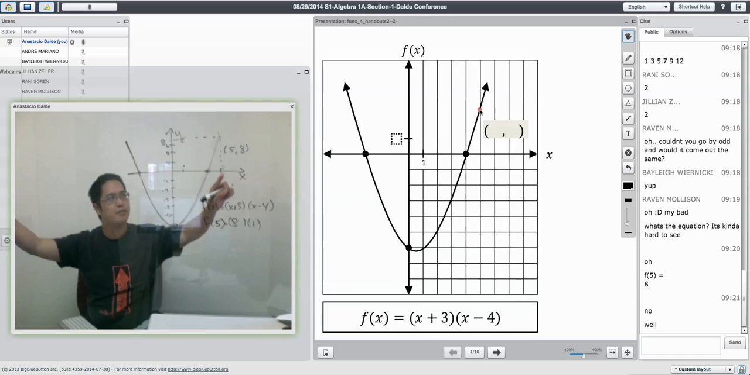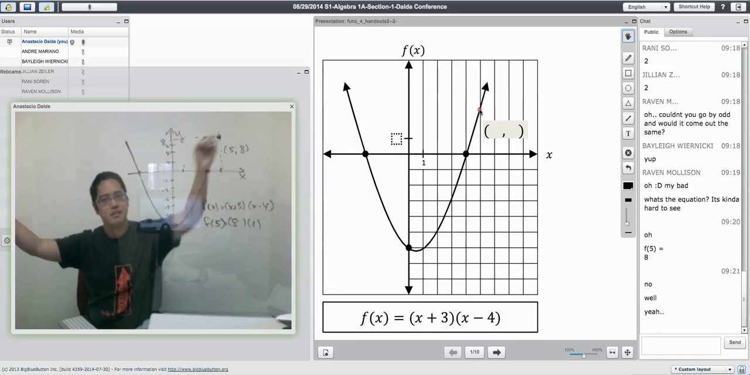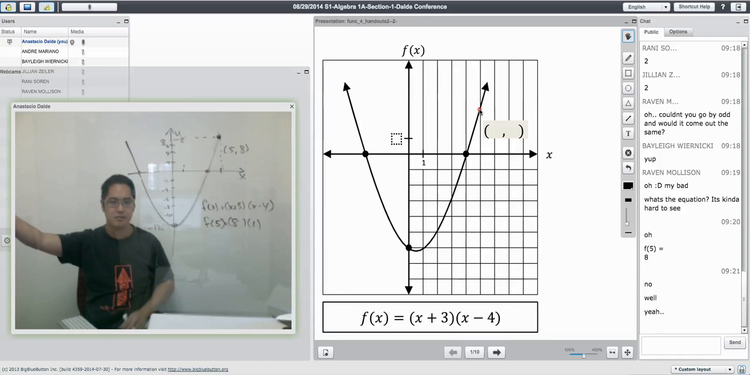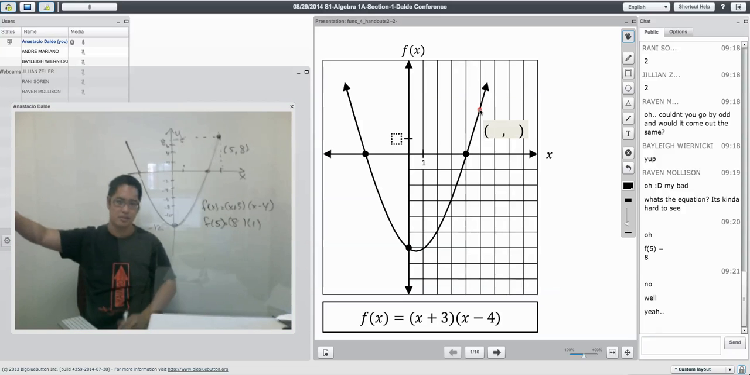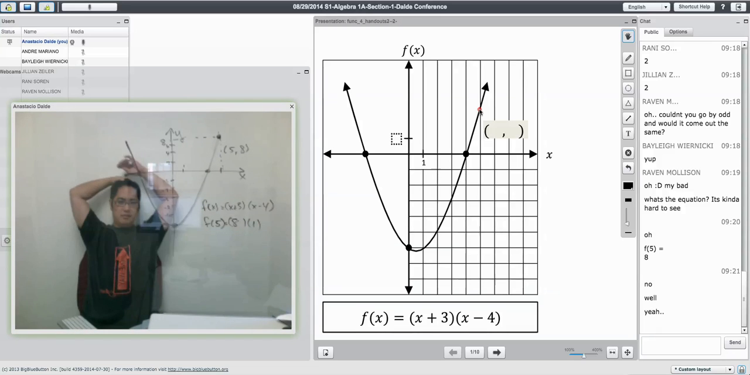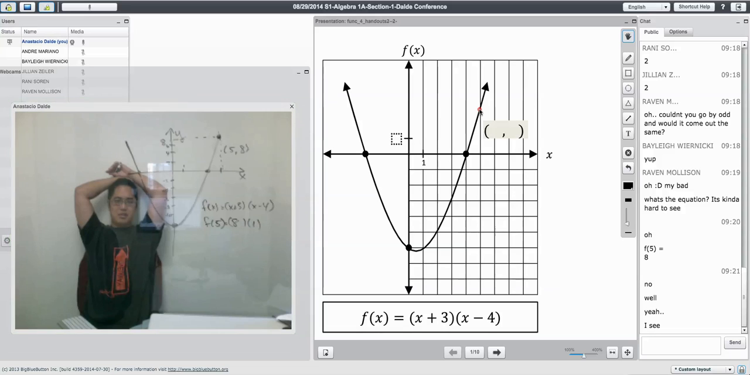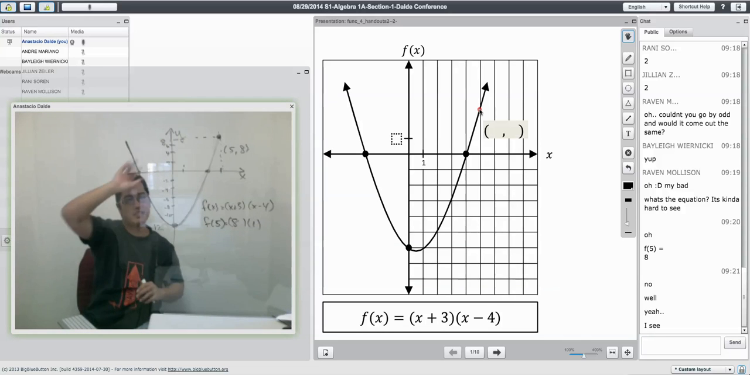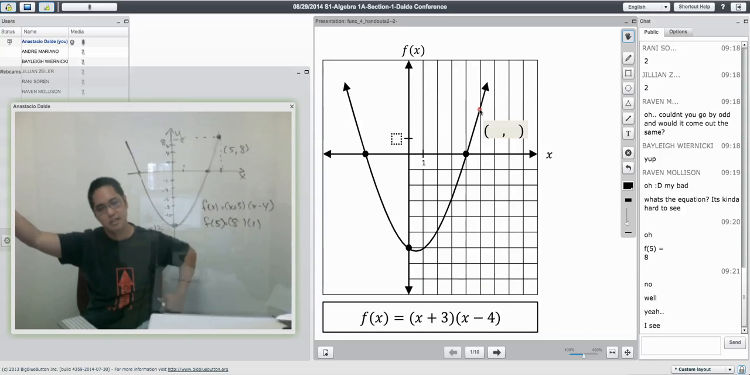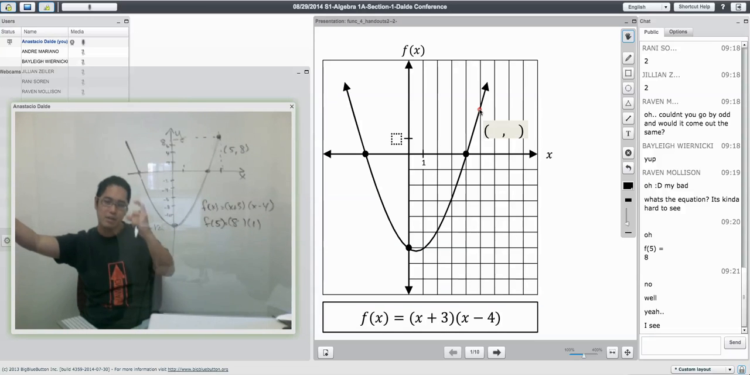At this point, 5, 8 exists on the graph. It's right there. Does that make sense to you? I would have said it doesn't go up high enough, but then when I look at it, I realized, wait a second, when we're talking about the y-axis, we're counting by 2s, 2, 4, 6, 8. So it does go up high enough.